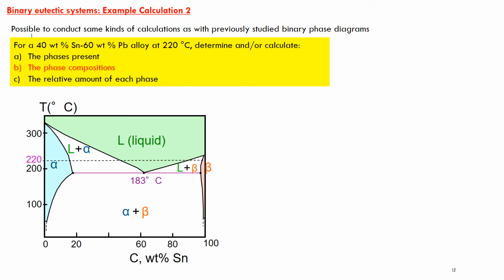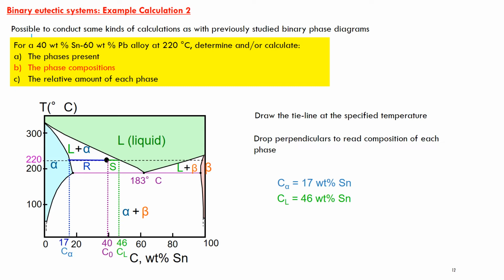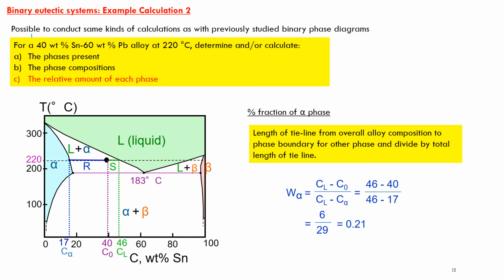I can work out the phase compositions. I can draw my tie line at the specified temperature. I can drop the perpendiculars, and I get an alpha phase which has 17 weight percent tin, and a liquid phase this time that has 46 weight percent tin. And I can work out the percentage fraction of each phase.